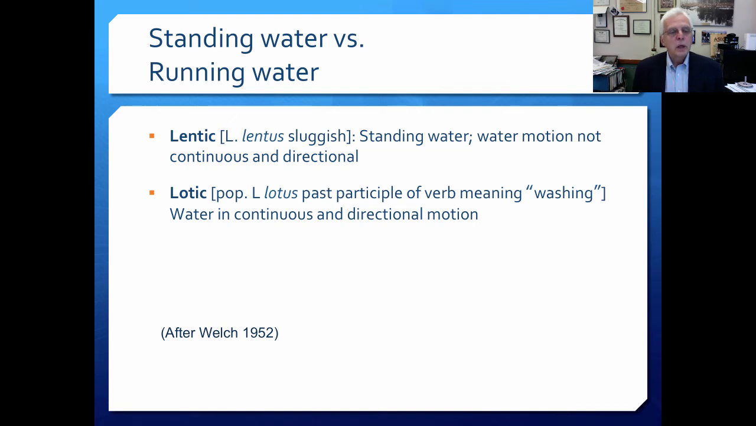In French, lent means slow, L-E-N-T, and this is standing water, and the water motion is not continuous and directional. Lotic systems, the word lotic comes from lotus, which means washing. So this is water that is washing over the surface of the stream. It's water that's in continuous and directional motion. So those are two important terms, lentic and lotic.